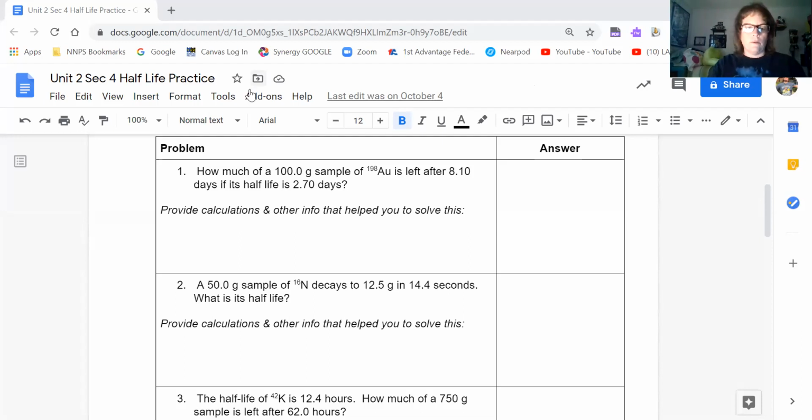So we're going to look at this problem here, which is how much of a 100-gram sample of gold, which has a mass of 198, is left after 8.10 days if its half-life is 2.70 days. Okay, so let me get to our whiteboard and we'll walk you through this problem.